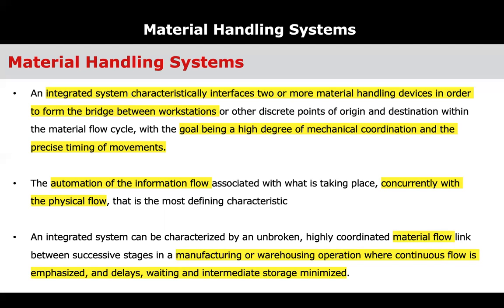An integrated system is characterized by unbroken, highly coordinated material flow, particularly in manufacturing and warehouse operations where continuous flow is emphasized and delays, waiting, and intermittent storage are minimized. We'll talk a lot more about that as we go through this, and when we get to the value stream map, we'll look at how to map the flow and how to create this continuous flow of information, material, and product.